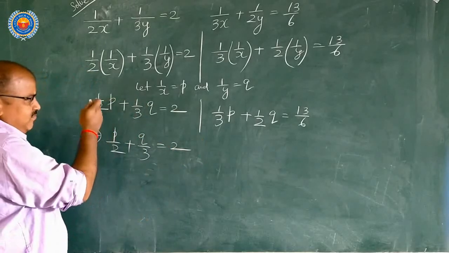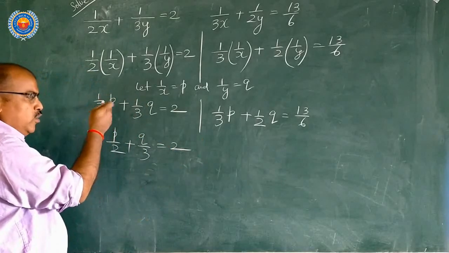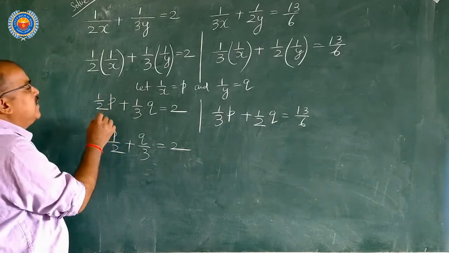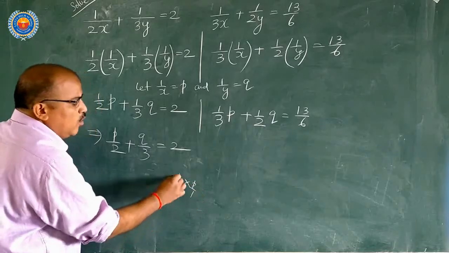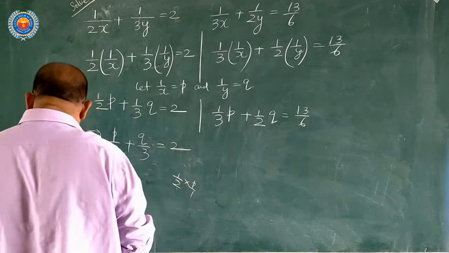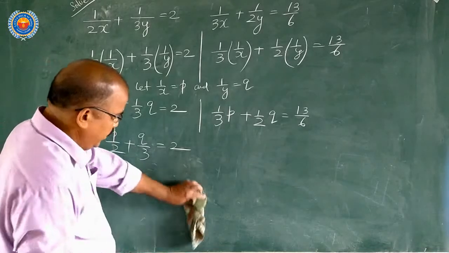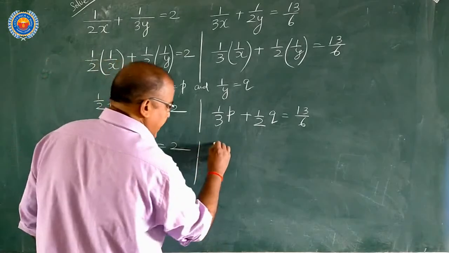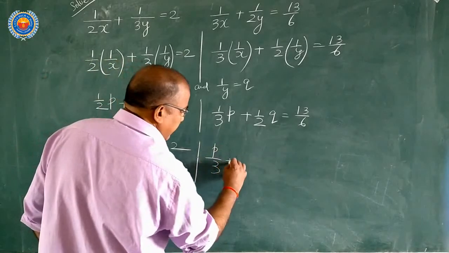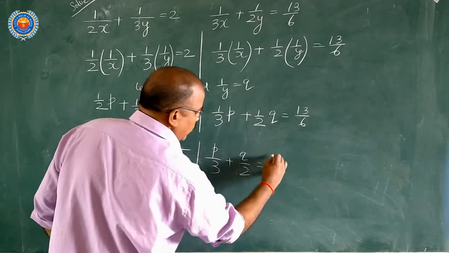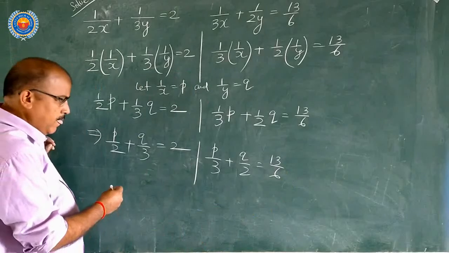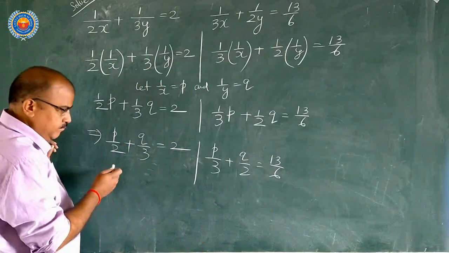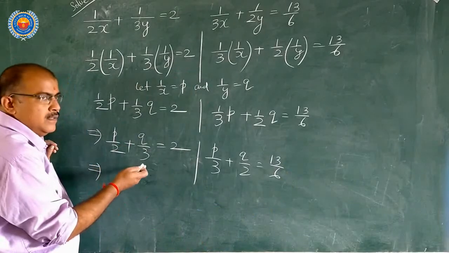That implies this is nothing but P by 2 plus Q by 3 is equal to 2. 1 by 2 into P is nothing but P by 2. If you want, you can check: 1 into P is P, 2 ones are 2, so P by 2, and Q by 3, you know very well. So here P by 3 plus Q by 2 is equal to 13 by 6. First I will simplify this one. You can simplify.